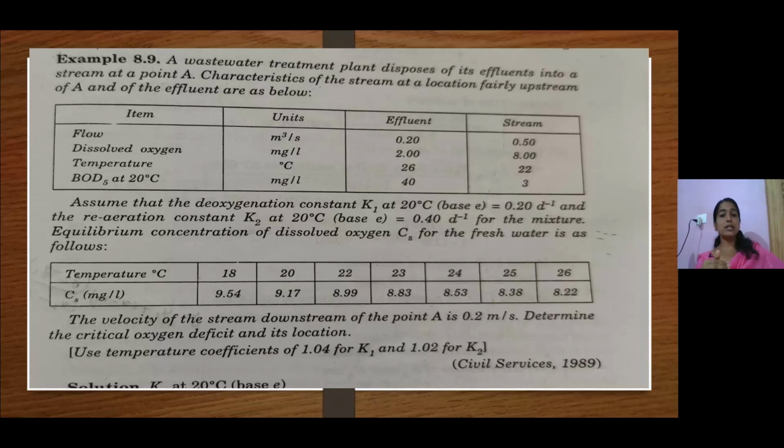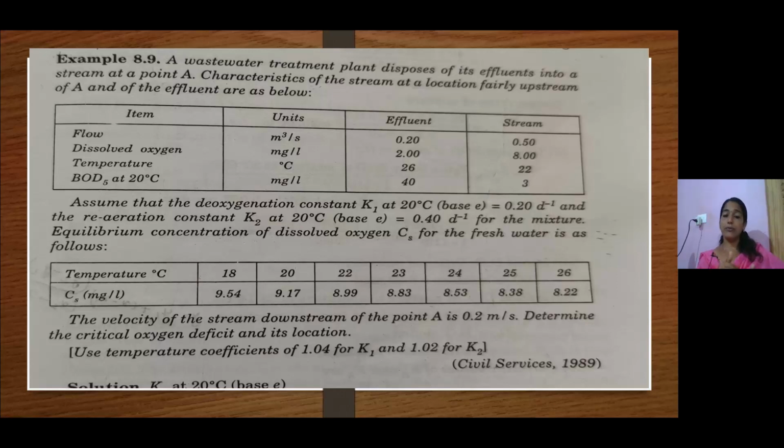And temperature is 26 degrees centigrade for effluent, and for stream it is 22 degrees centigrade. BOD at 20 degrees centigrade for effluent is 40 milligram per liter, and for stream it is 3 milligram per liter. Then assume that the deoxygenation constant K1 at 20 degrees centigrade to the base E is 0.2 per day, and the re-oxygenation constant K2 at 20 degrees centigrade to the base E is 0.4 per day for the mixture.